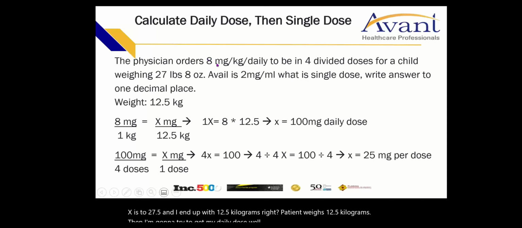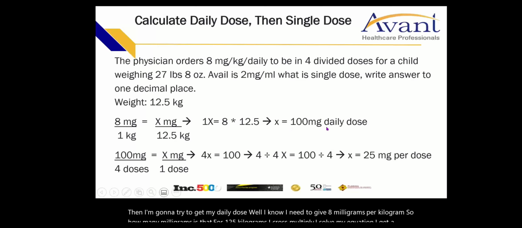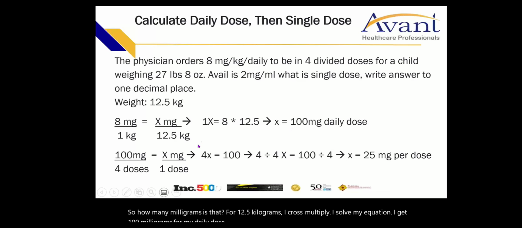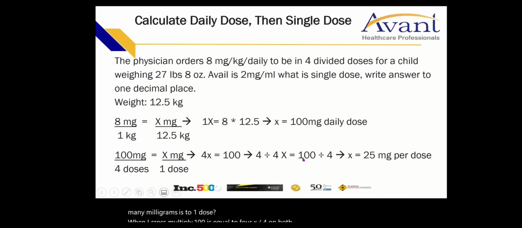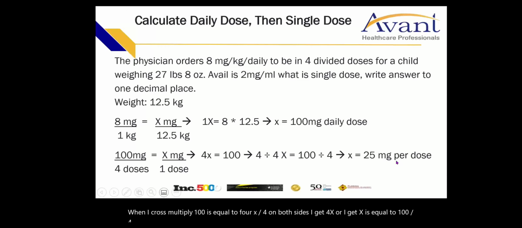Then I'm going to try to get my daily dose. Well, I know I need to give 8 milligrams per kilogram. So how many milligrams is that for 12.5 kilograms? I cross multiply, I solve my equation, I get 100 milligrams for my daily dose. Right? And then my daily dose I need to give in 4 doses. So 100 milligrams is to 4 doses as how many milligrams is to 1 dose? When I cross multiply, 100 is equal to 4x, divided by 4 on both sides, I get x is equal to 100 divided by 4, so x is equal to 25 milligrams per dose. Okay.